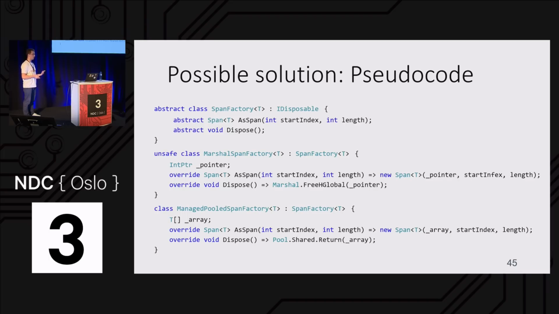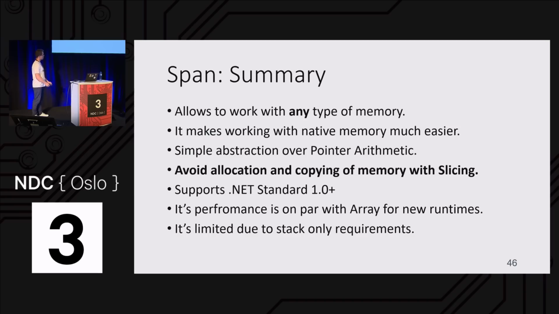If you would like to find out more, you can go to CoreFX Lab in the .NET repository and check this out. So let's sum up the span. It allows us to work with any type of memory. It's very fast, it's small, it's just an abstraction for pointer arithmetics. It allows us to create slices without copying memory, which is very important, and it allows us to work with unsafe memory in a very easy way. It also supports .NET Standard 1, so you can use it in your existing applications. It's on par with Array when it comes to performance, but it's limited due to the stack-only requirements, which can be worked around.